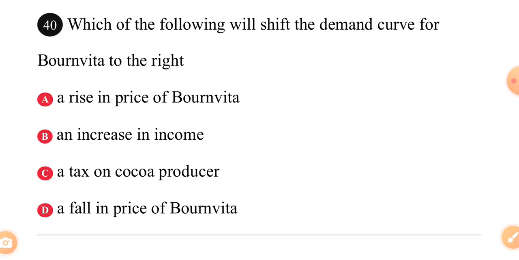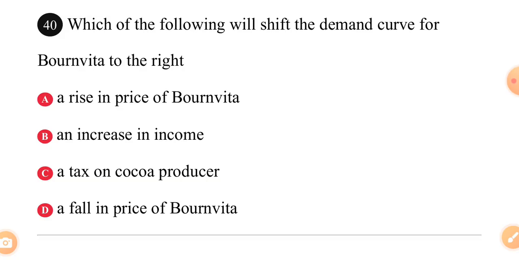Which of the following will shift the demand curve for Bonvita to the right? A. A rise in price of Bonvita. B. An increase in income. C. A tax on cocoa producers. D. A fall in price of Bonvita.